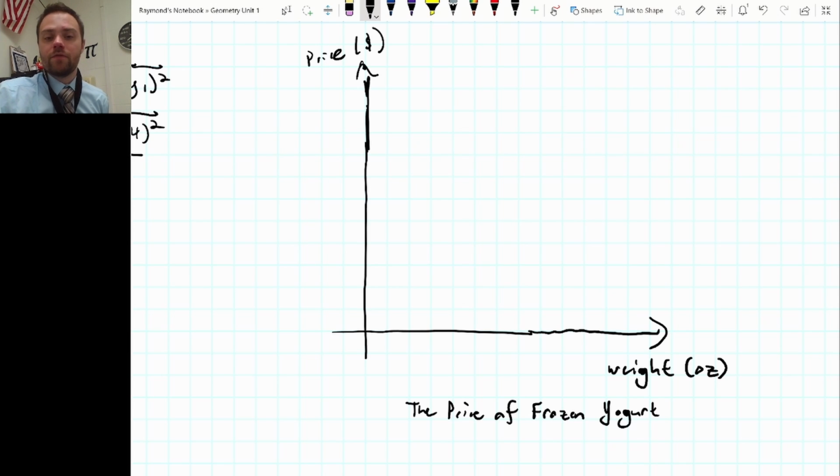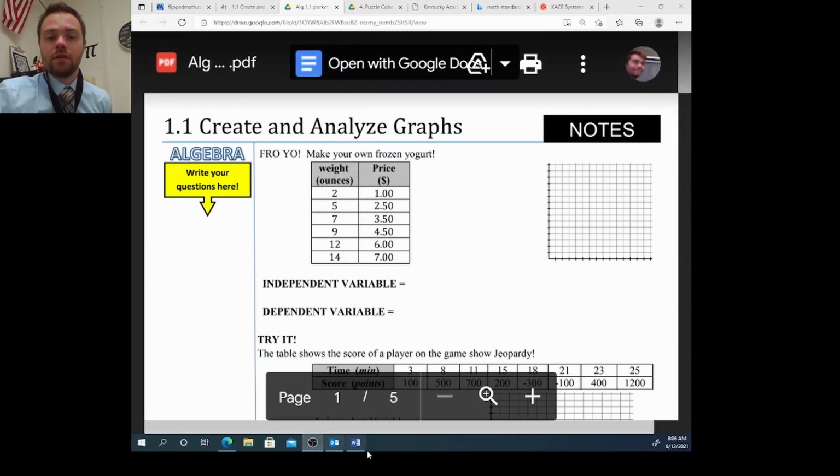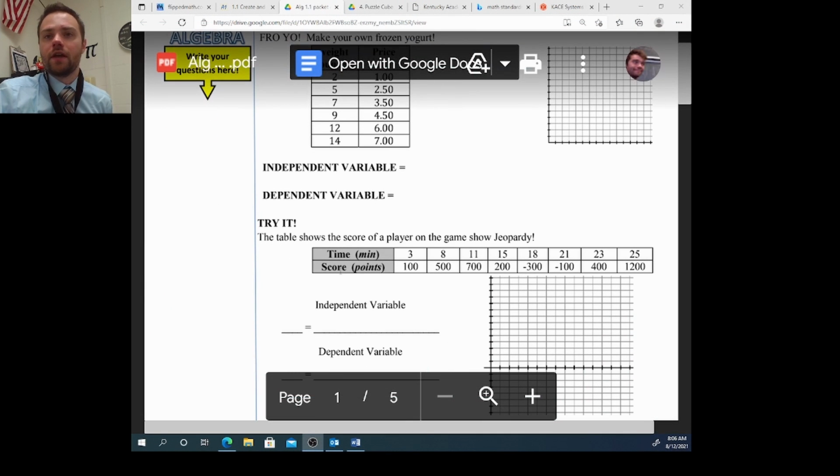And since we've got all of our axes labeled like that, now we want to choose an appropriate scale. Now a scale is how much you're going to count by for each axis. Sometimes your values are very large, like in this case it wouldn't be, but take a look down here, like the score for this graph, one's 100, one's 500.